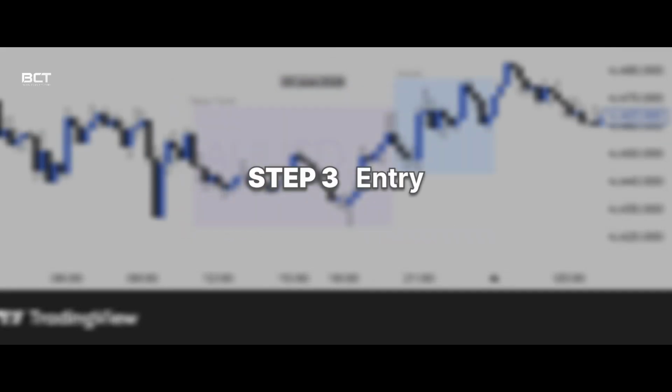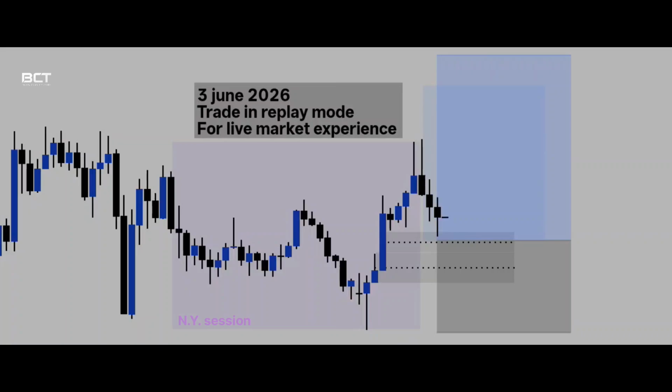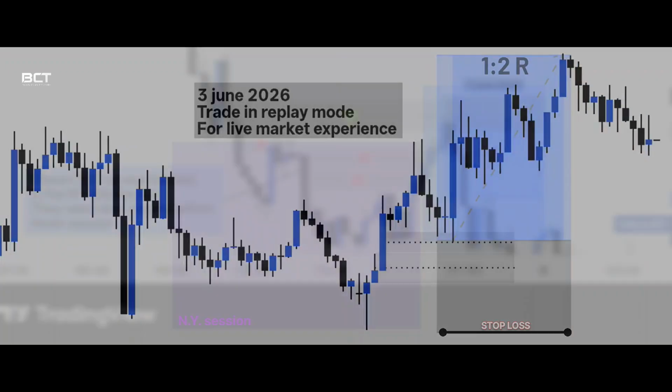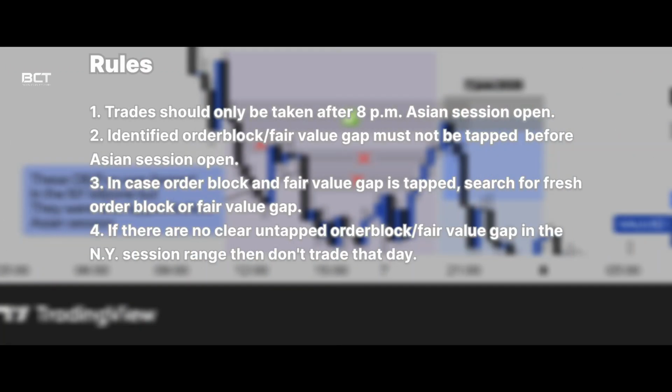Now let's move on to step 3, the entry. Once price retraces into the order block or fair value gap, look for your trade entry. Place your stop loss below the bullish order block or above the bearish order block. Then target a minimum risk-to-reward ratio of 1 to 2, meaning your potential reward should be at least twice your risk. Trades should only be taken after the Asian session opens at 8 p.m.